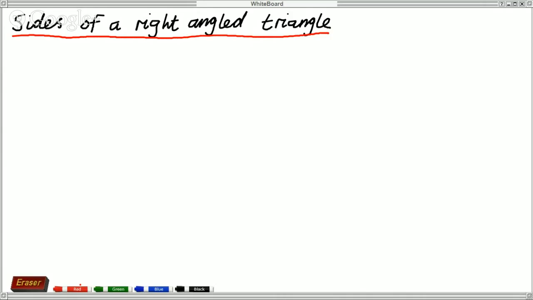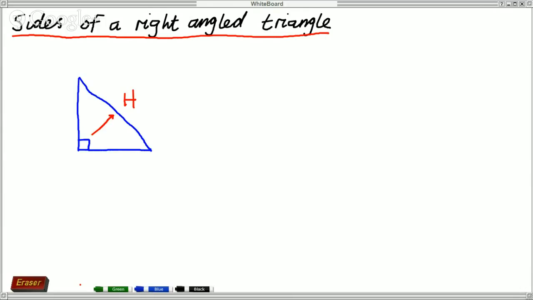Hi everyone, in this lesson we're looking to define three sides of a right angled triangle, and this will be the basis of trigonometry, right angled trigonometry in particular. So for any right angled triangle, hopefully you're familiar that the longest side is the hypotenuse, H for hypotenuse, and that's opposite the right angle.